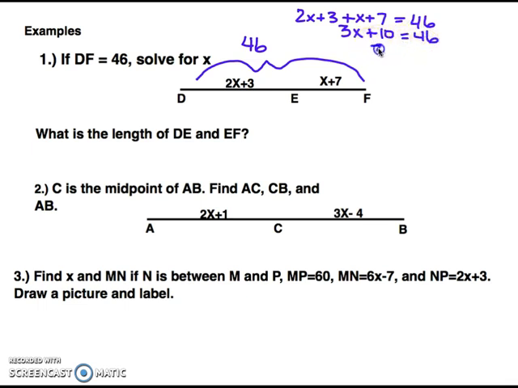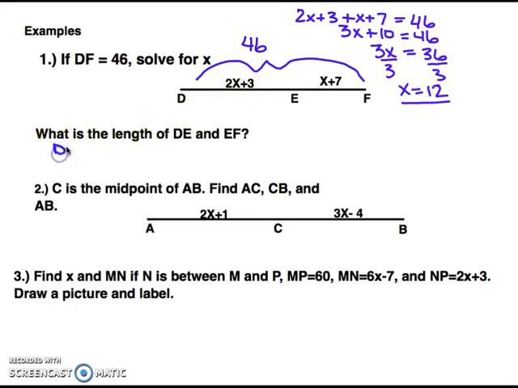And if we go one step further, we could say 3x equals 36 if we subtract that 10 off both sides. And then we're left with dividing by 3, and that gives us that x equals 12. We're not quite done yet because in our next step it says what is the length of DE and EF. So to solve for those, all we have to do is put this 12 back in for x, and that will tell us what each is.